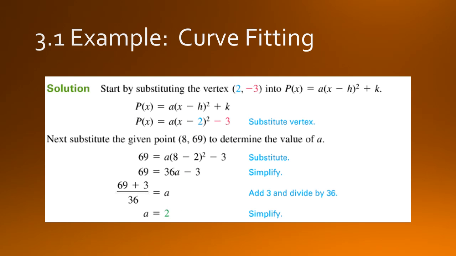Actually going to put it into vertex form first. So we're going to use a times (x minus h) squared plus k. We're going to put in 2 for h and -3 for k. And what we don't know is a. So what we're going to do is use the other point they gave us, the (8, 69), to find a. So we will put in 8 for x, 69 for y, and we will solve for a. And we find out that a is 2.